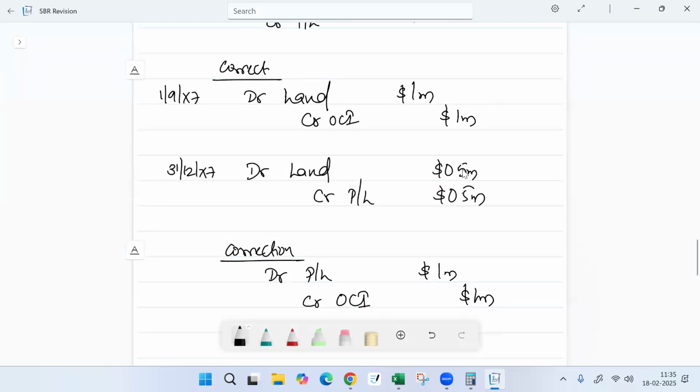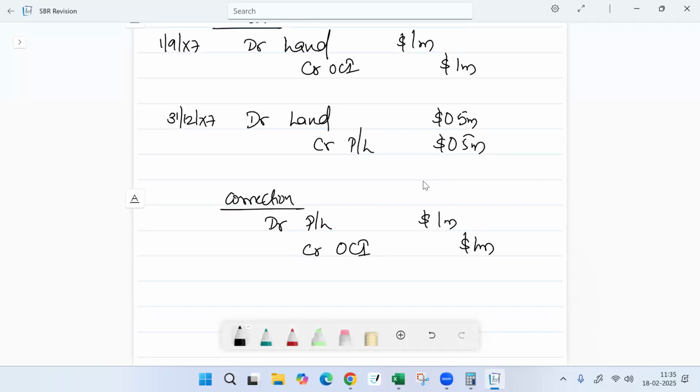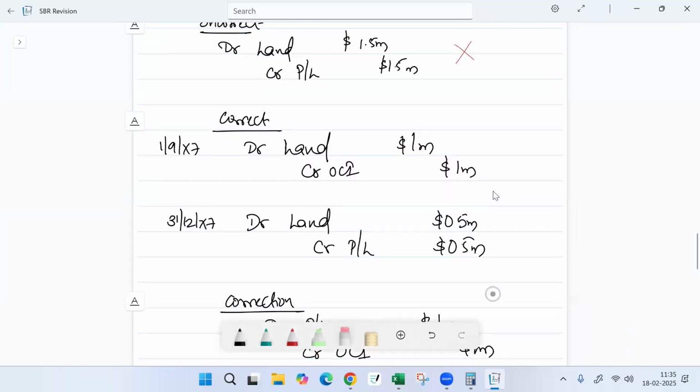Why? Because they have already posted. Let me put it in this way. How do I correct this? What was the incorrect entry posted? 1.5 million. Yes, this is correct. You understand? Because 1.5 million was posted, isn't it?